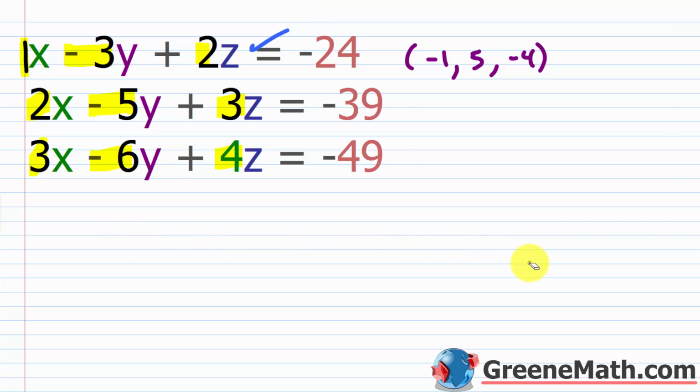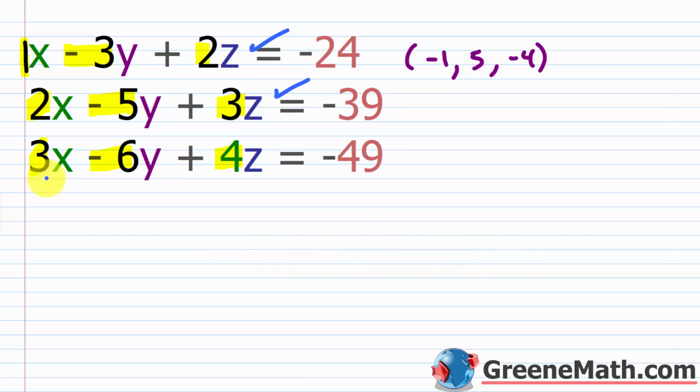All right, for the next one, we have 2 times negative 1, which is negative 2, minus 5 times 5, which is 25, plus 3 times negative 4, which is negative 12. This should equal negative 39. Negative 2 minus 25 is negative 27. And if you add negative 27 and negative 12, you do get negative 39. This one's good to go.